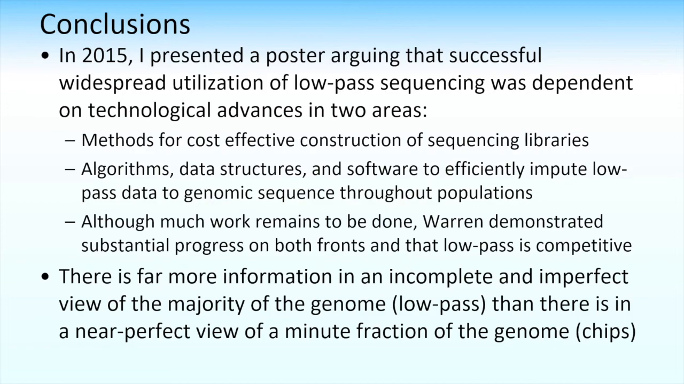So in conclusion, there's far more information in an incomplete and imperfect view of the majority of the genome, which is represented by low-pass sequencing, than there is in a near perfect view of a minute fraction of the genome as we can get through.